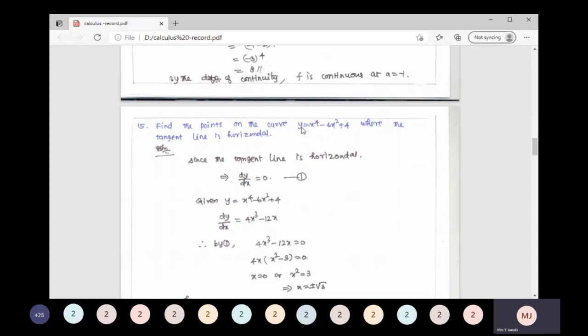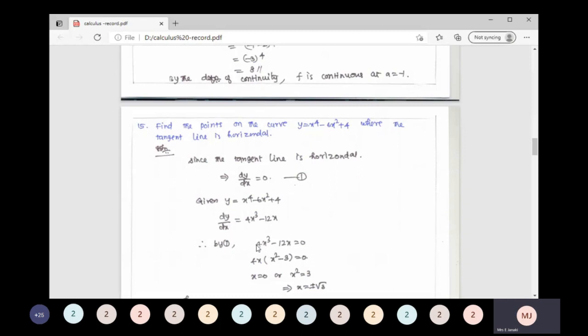The given curve is y equals x to the power of 4 minus 6x squared plus 4. We have to find the derivative dy by dx, differentiating y with respect to x. So dy by dx is equal to 4x cubed minus 12x, plus 4 is a constant, so its derivative is 0. Since the tangent line is horizontal, dy by dx is equal to 0.